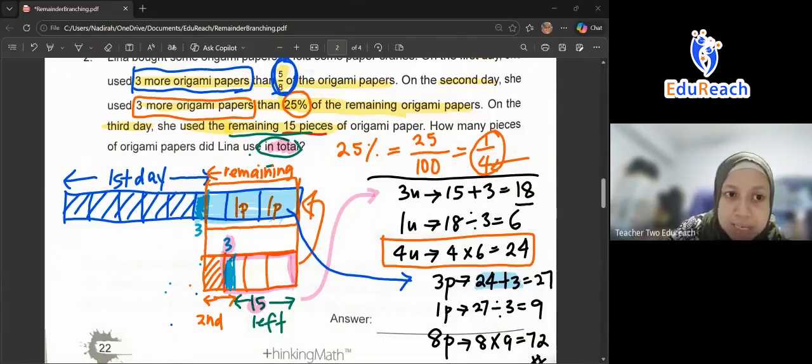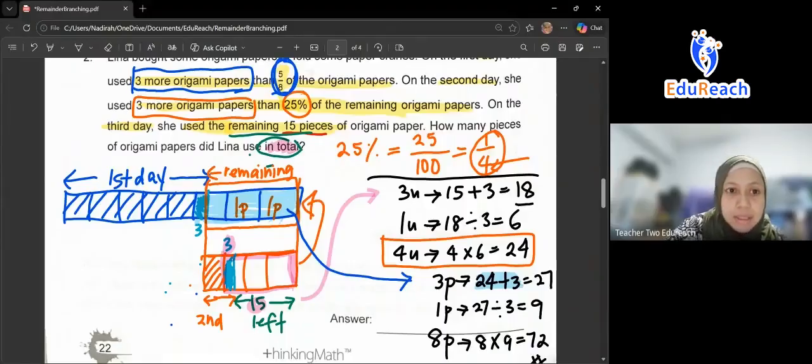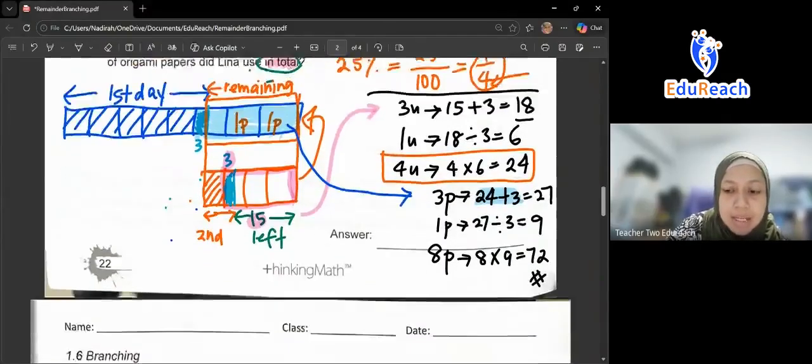Can I shift my screen? I suppose I can. All right.